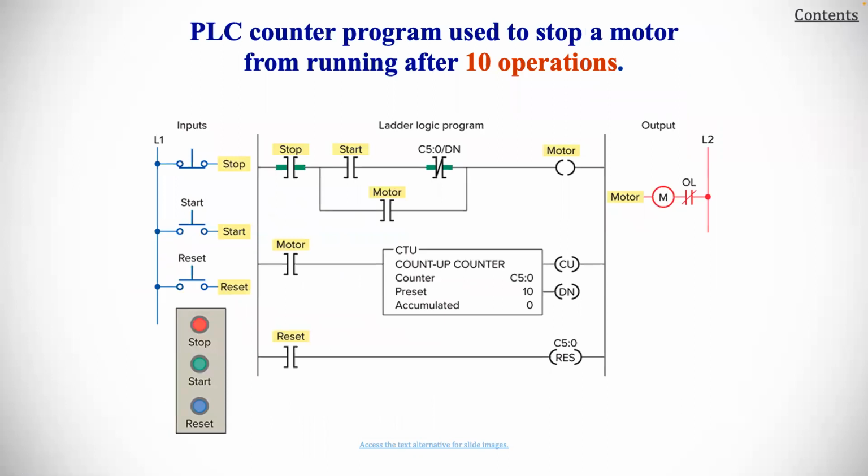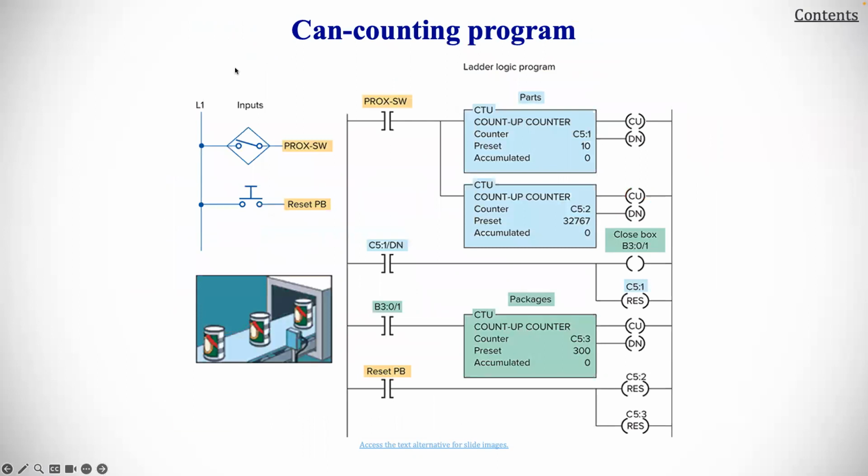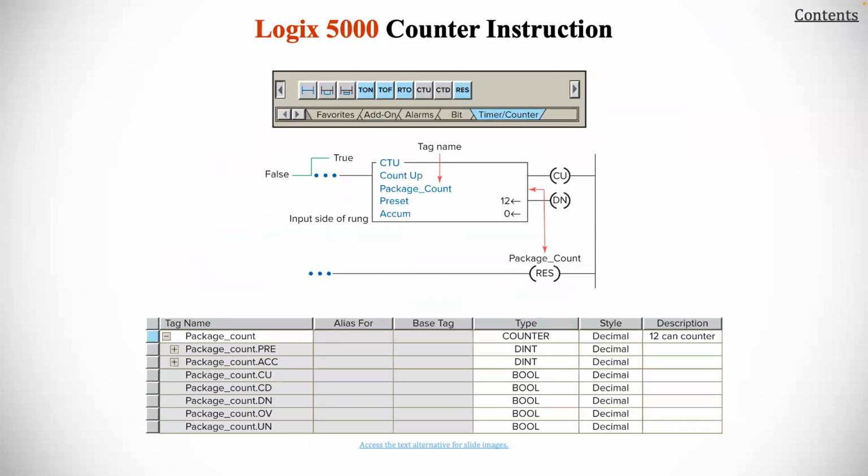Here's a PLC counter program used to stop a motor from running after 10 operations. And so that's something that we could implement. Here we have a can counting program. So how many things have been processed? This is what the logic would look like for that. And here is the logic 5000 counter instructions. You can see what that would look like.